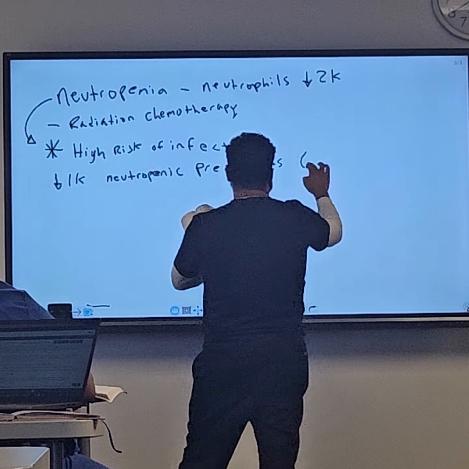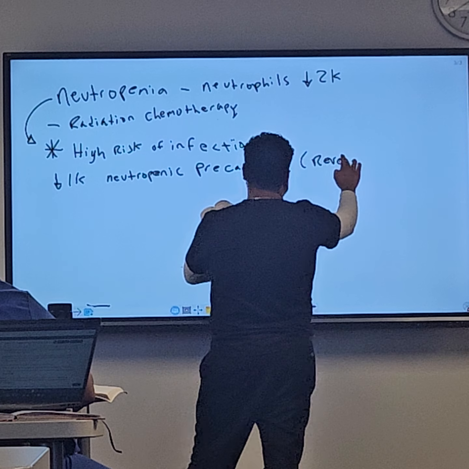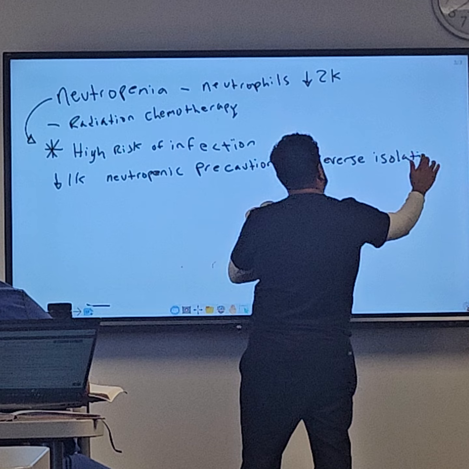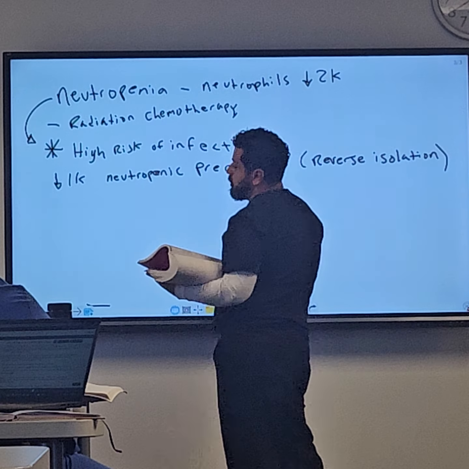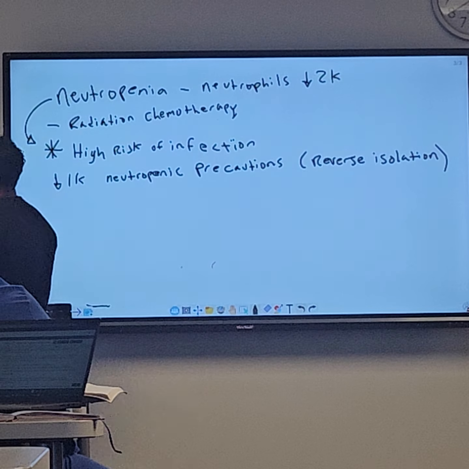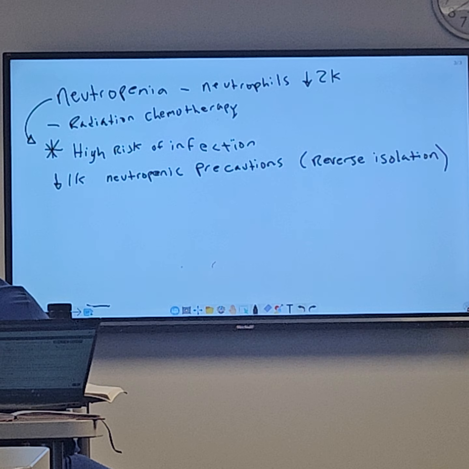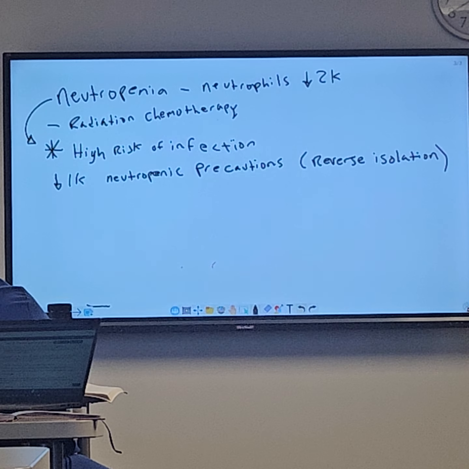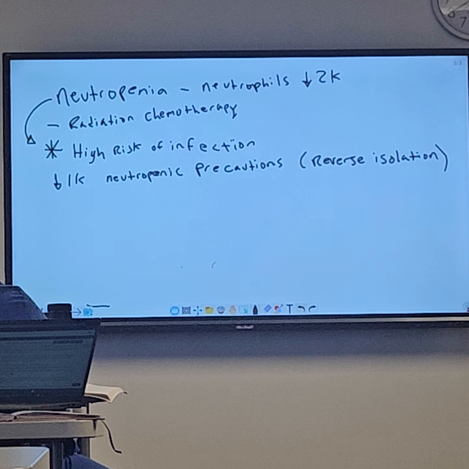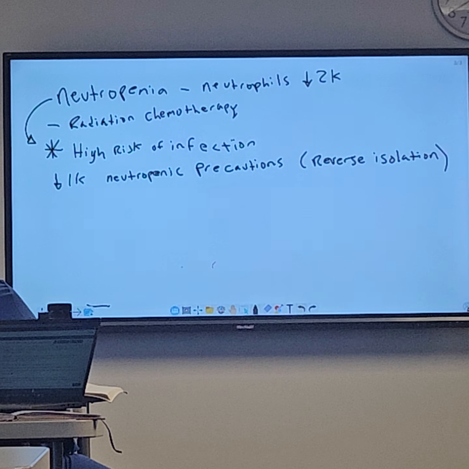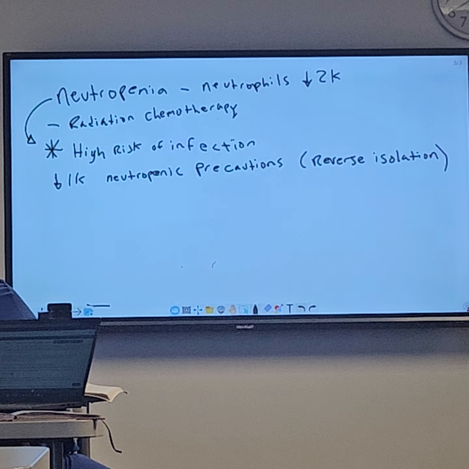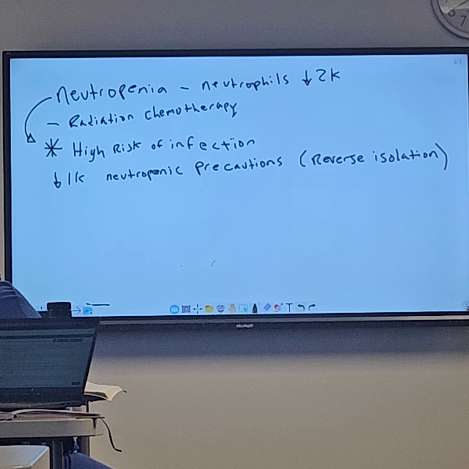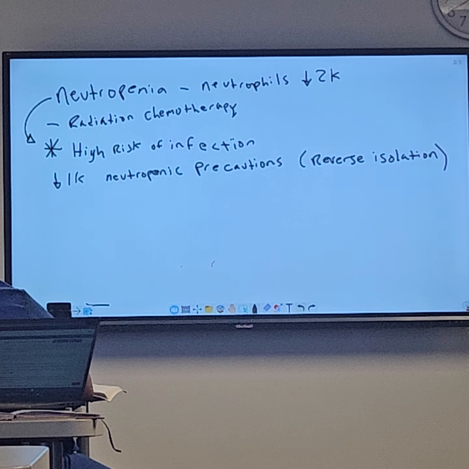So if your absolute neutrophil count goes below 1,000, you are now at such a severe risk of infection, you will have neutropenic precautions. It is one reason why you would go into reverse isolation. Reverse isolation can be done for several things, several immunosuppressants, neutropenia being one of them.